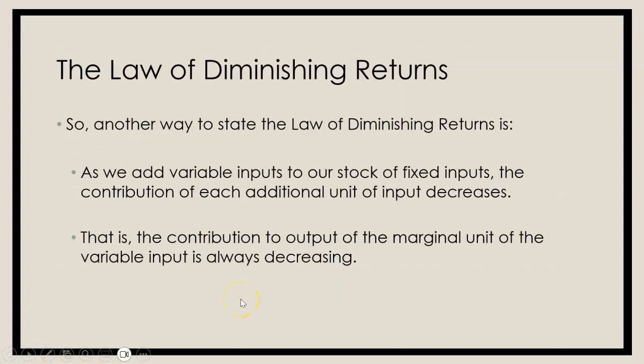Okay, so here's some other ways of stating the law of diminishing returns. Law of diminishing returns says that as we add more variable inputs to our stock of fixed inputs, the contribution of each additional unit of the input decreases, or the contribution to output of the marginal unit of the variable input is always decreasing. I kind of left off that bit about the fixed input in there, but that's the basic idea. The marginal unit's productivity is always decreasing.